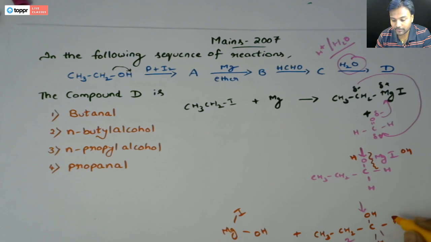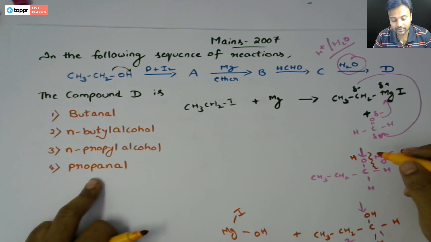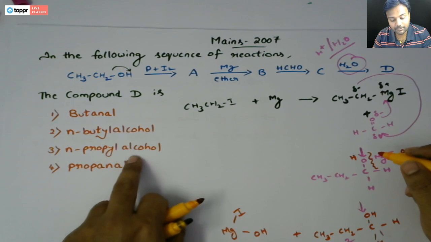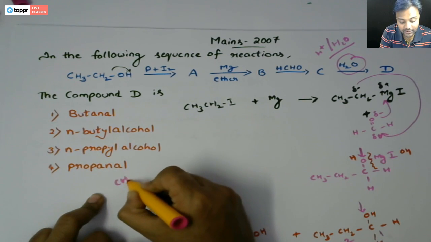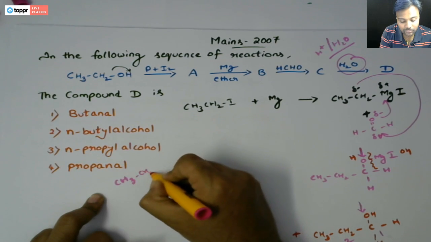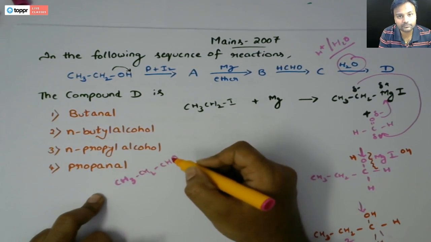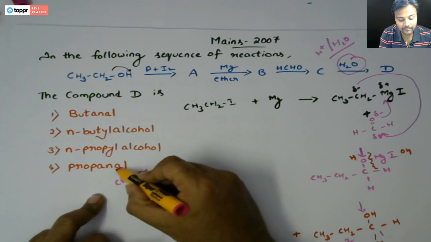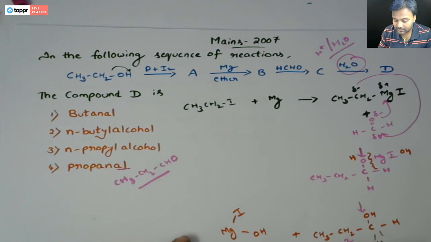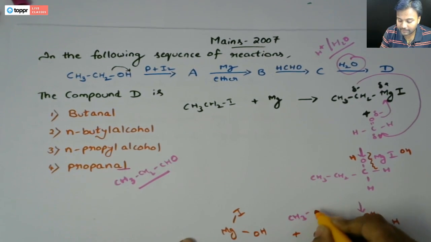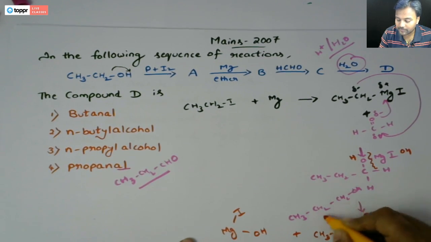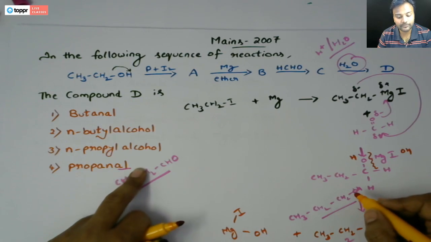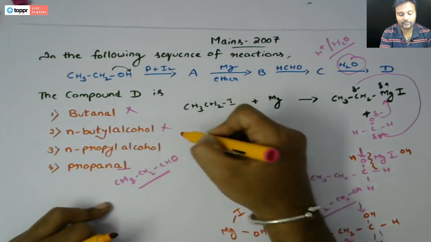Now, where is propanol? Got it? This one, N-propyl alcohol. This is propanol, meaning this is the aldehyde, CH3, CH2, CHO. This is propanal. N-propyl alcohol is a straight chain alcohol. The same thing can be written in this way, CH3, CH2, CH2, OH, N-propyl alcohol. So it's not N-butanol, this one.